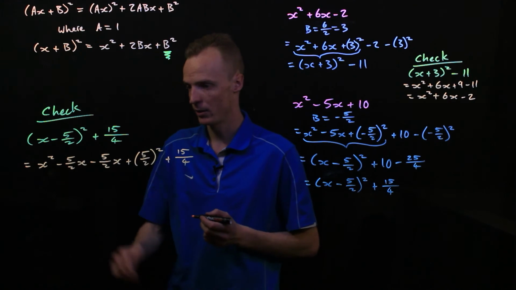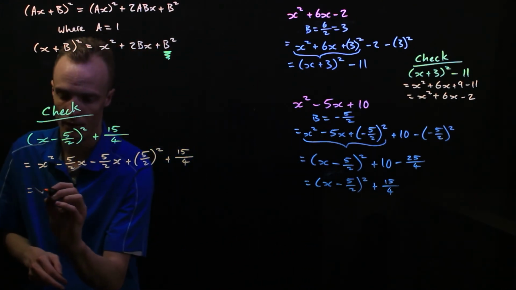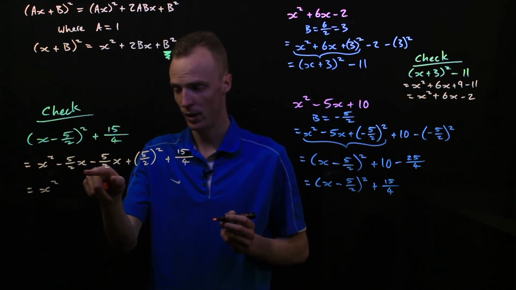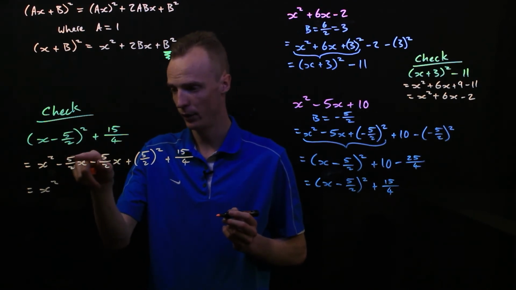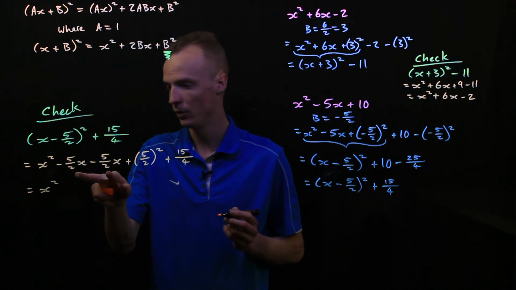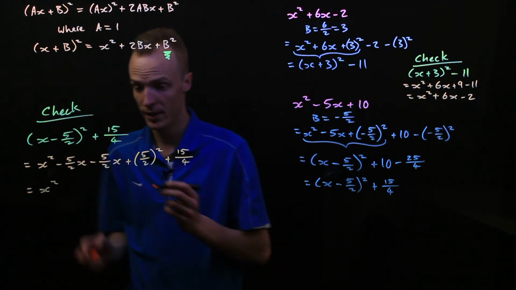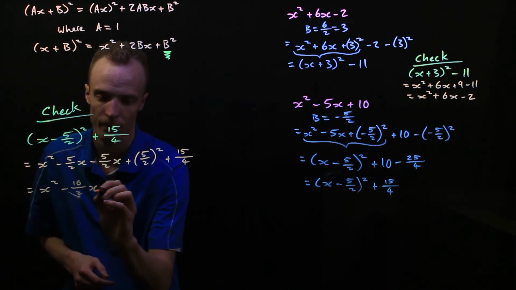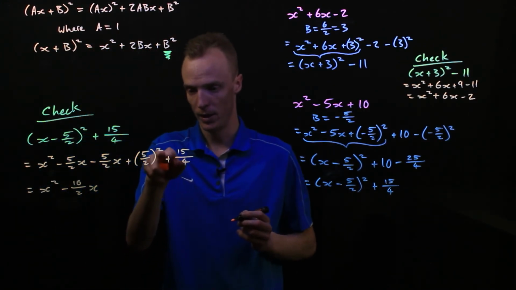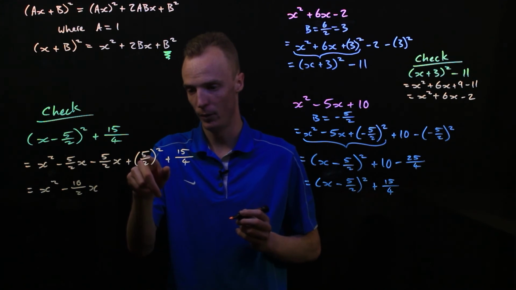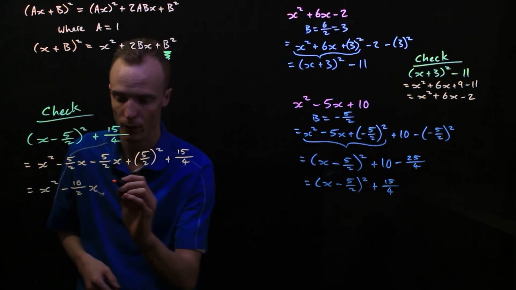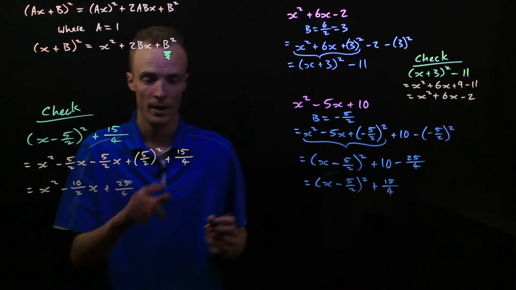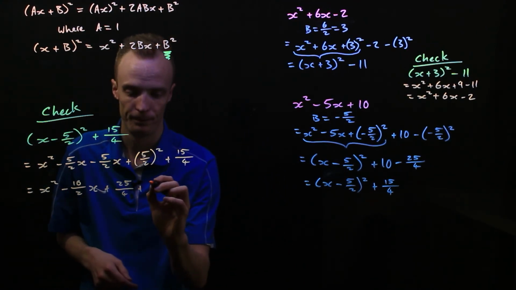So let's collect the like terms. So what I've got here, I've got x squared, then I've got -5 on 2x, take 5 on 2x. So this will be common denominators, which is nice. So it'll be take 10 on 2x. And then let's just expand this out. So 5 squared is 25, 2 squared is 4, so we add 25 on 4, and then add 15 on 4.